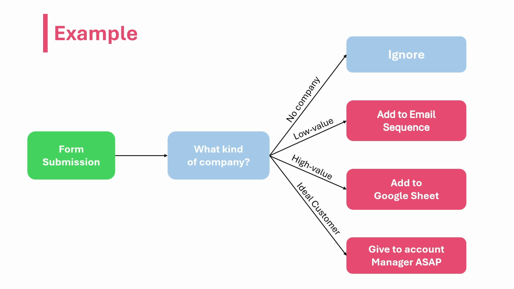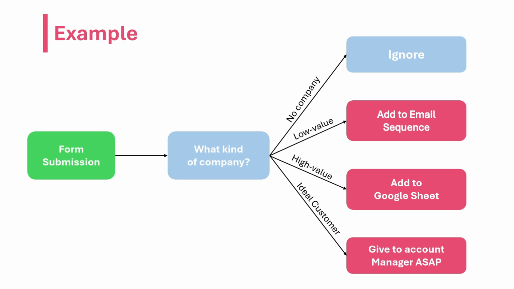Here is one example. Suppose a user fills out a contact form on your website and submits it. That is the form submission. Then it checks what kind of company it is. If there is no data for any company, then ignore it. If it has a very low value, then add it to an email sequence. If it has high value, then add it to a Google Sheet. And if it is a very ideal customer, or we can say a premium customer, then give it to the account manager as soon as possible.